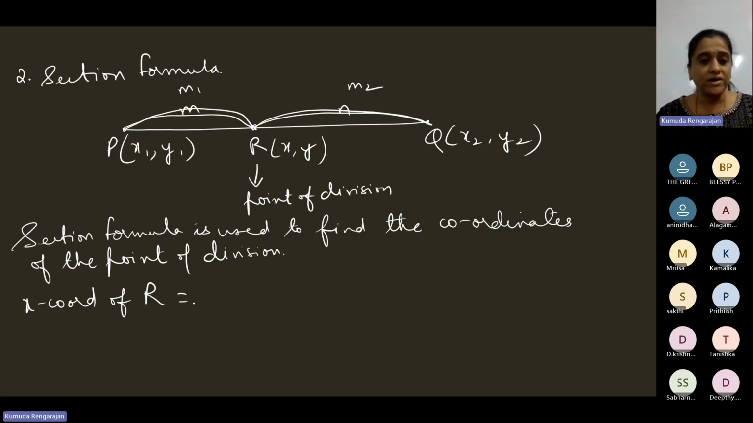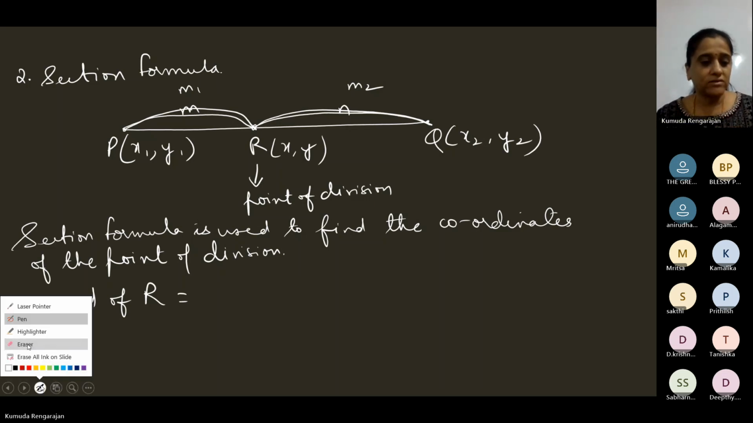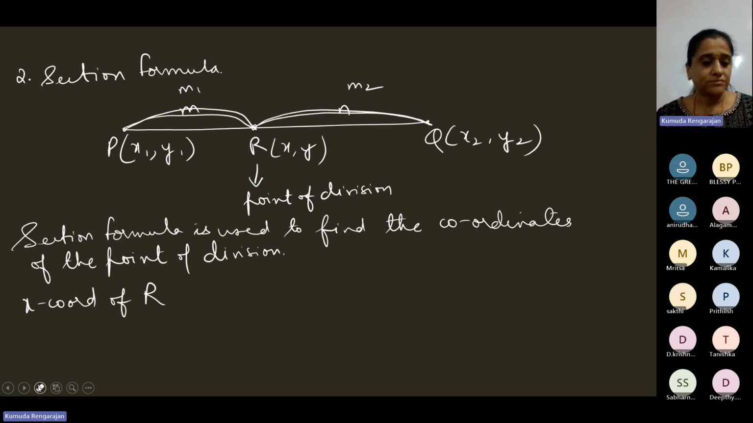What are the different things you see here? This x coordinate of R is x. That is x. The x coordinate of R is x here. Right?